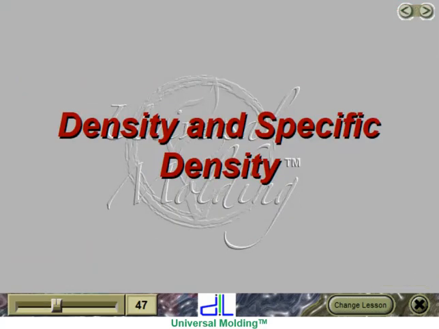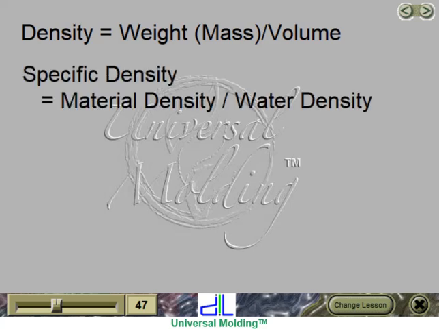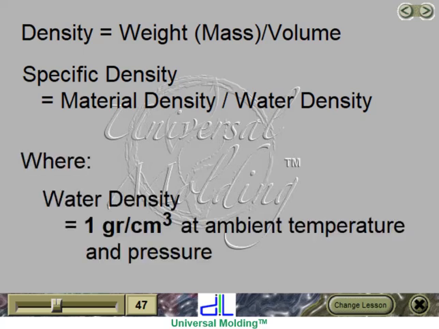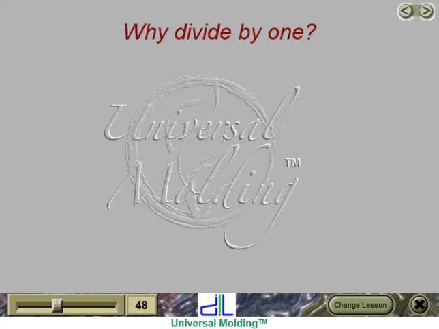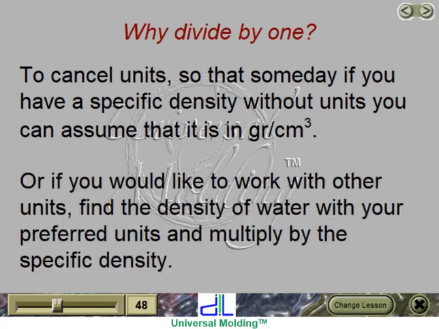Density and specific density. Density is equal to weight or mass divided by volume. Specific density is equal to material density divided by water density, where water density is equal to 1 gram per cubic centimeter at ambient temperature and pressure. Why divide by 1? To cancel units, so that someday if you have a specific density without units, you can assume that it is in grams per cubic centimeter. Or if you would like to work with other units, find the density of water with your preferred units and multiply by the specific density.